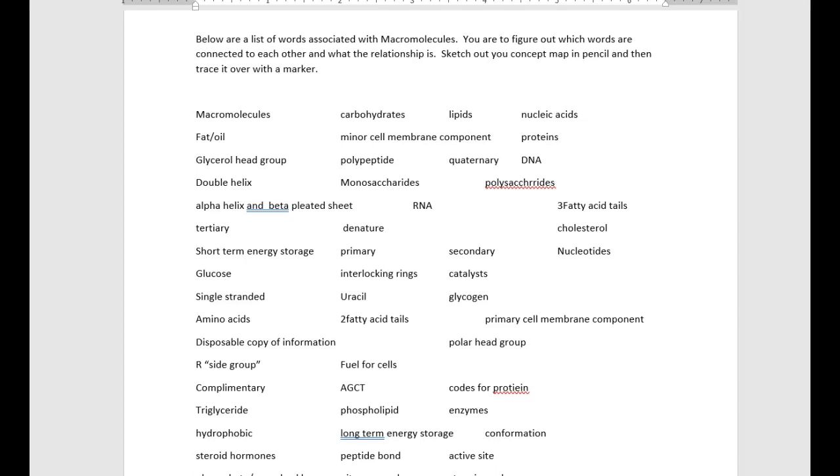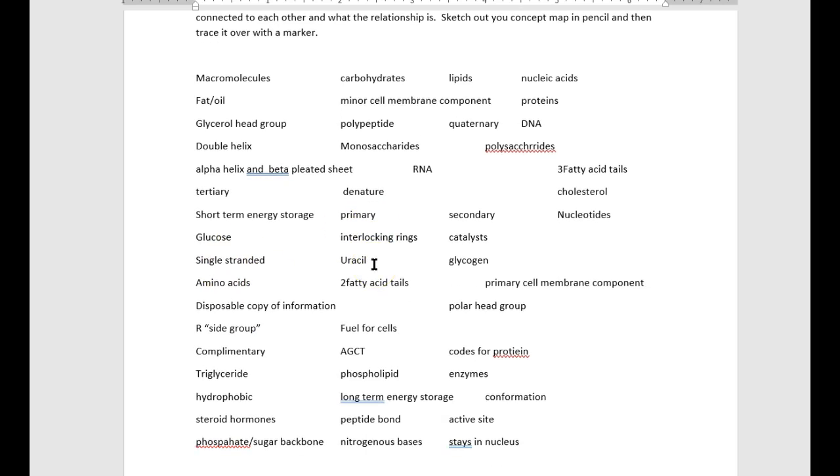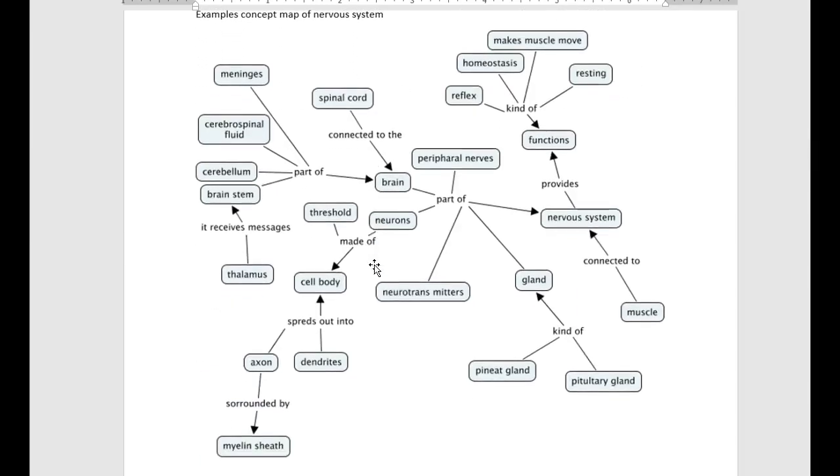Hey, this is a quick screencast to explain the macromolecules concept map homework assignment. Here you have a whole list of terms that are all associated with macromolecules in one way or another. Your task is to put them into some sort of physical arrangement which explains their conceptual relationship to each other. This is an example of a concept map for the nervous system.